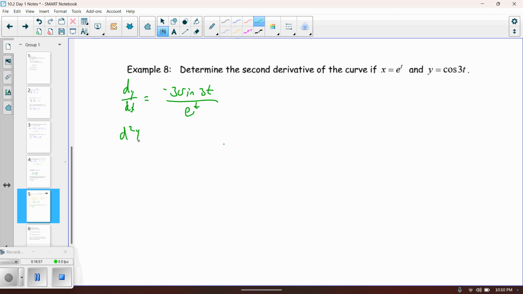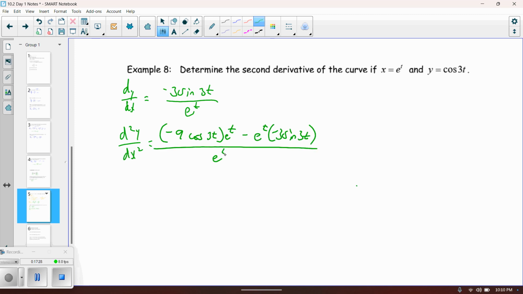Second derivative, again, a bit of a quotient rule here. So the derivative of the top is going to be negative 9 cosine of 3t times the bottom, e to the t, minus derivative of the bottom, e to the t, times the top, negative 3 sine of 3t, all divided by the denominator squared, divided by another dx over dt, which is e to the t.